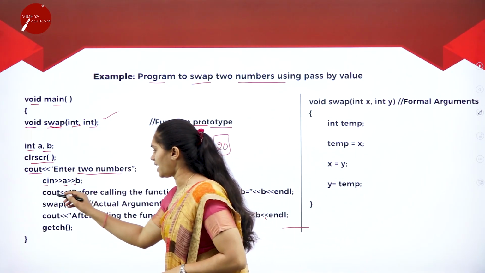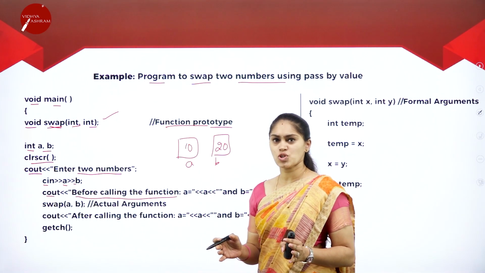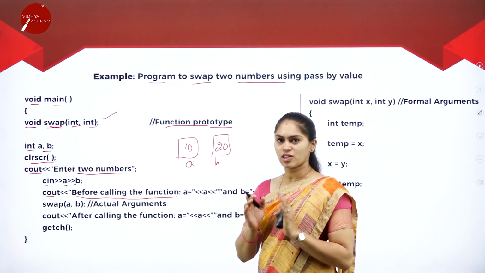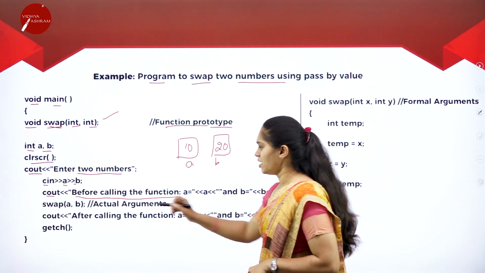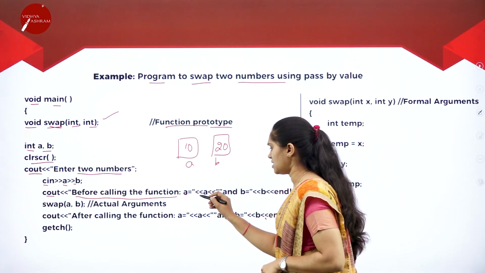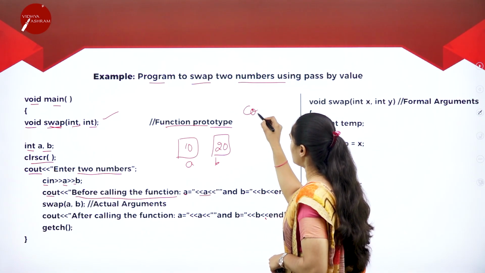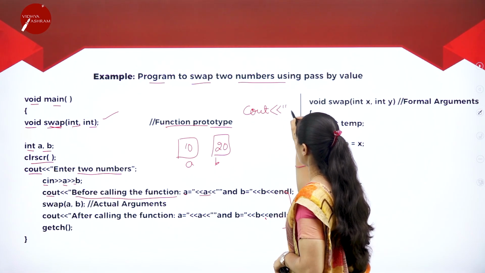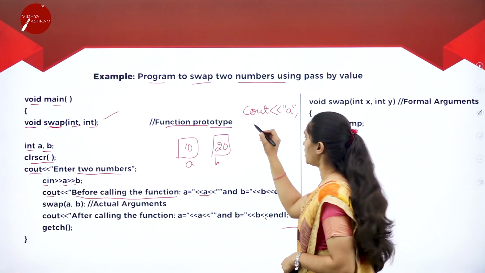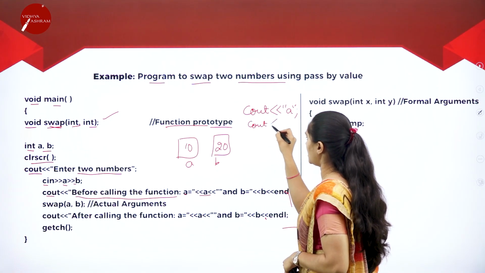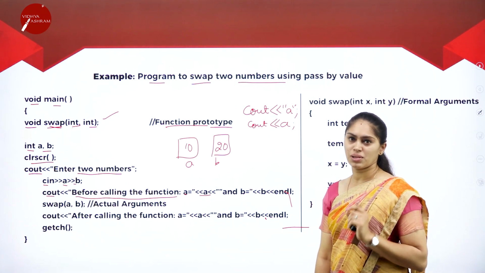So what we have in the next line, cout before calling the function. Till now I didn't call the function. I just declared the function prototype. I didn't call or define the function. So now, before calling the function, A is equal to. Remember, dear students, whatever I am writing between the double quotes in the cout statement will be displayed as a statement. But if I am using a variable name in a cout statement without double quotes, then it will return the value of that particular variable.